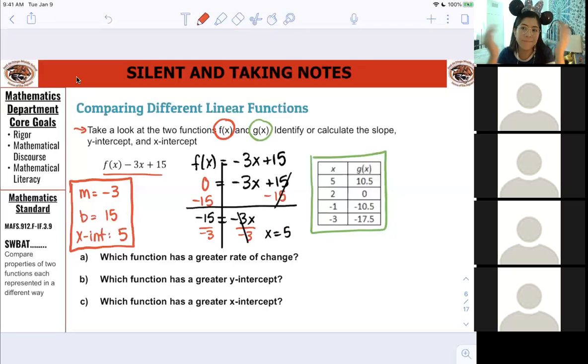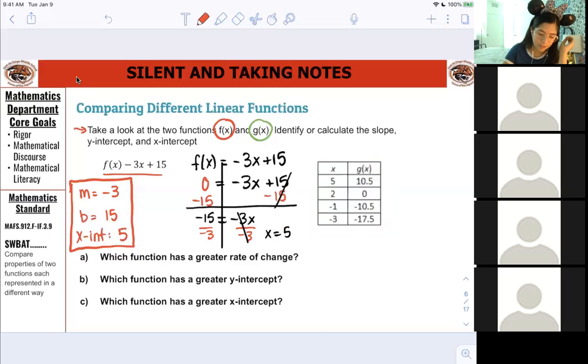Now I have this table. Tables are like the most annoying ones because you always have to put in a lot of work, but we know we can do that. So what do we notice in the table? Does the table give me any useful information? The y-intercept. Where do we see the y-intercept? Look carefully though. You're close. Is that the y-intercept? Oh, that's the x-intercept.